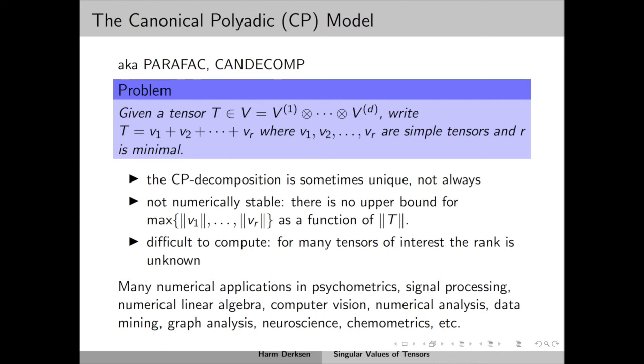Any probability? What was the question? What's the probability of it having a unique decomposition? Well, I wouldn't say that the generic tensor is unique, I'm not sure about that, but I do know that if you fix a rank that's not too large, and then you write it as a sum of random simple tensors, then the decomposition would be unique.